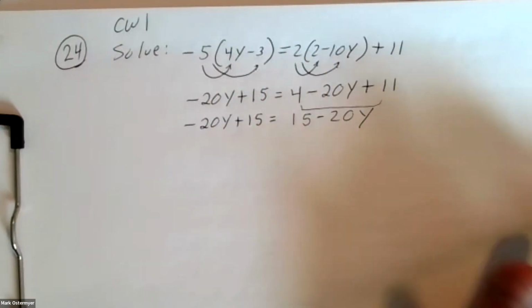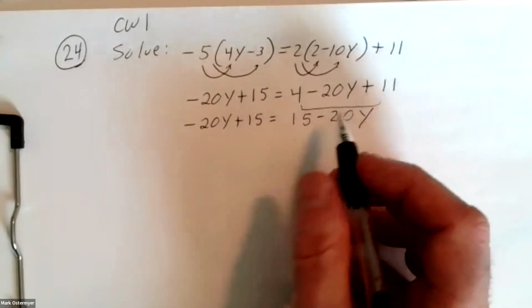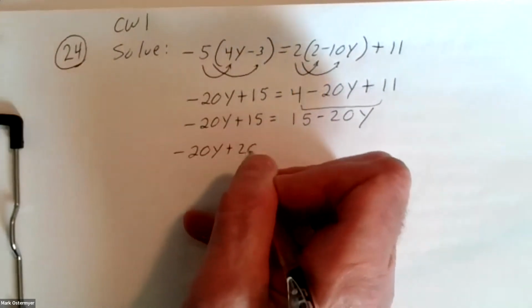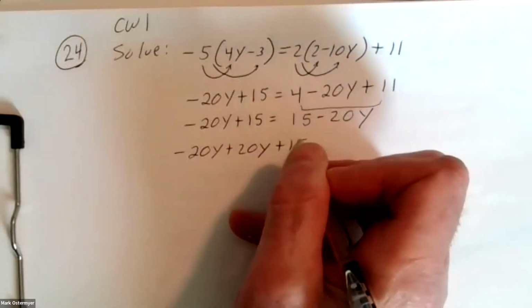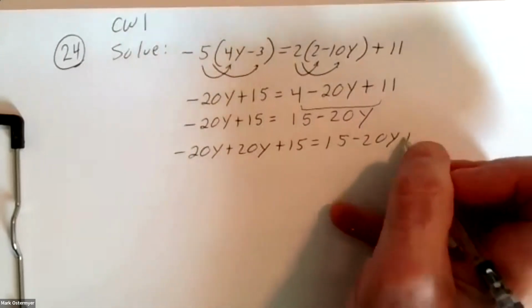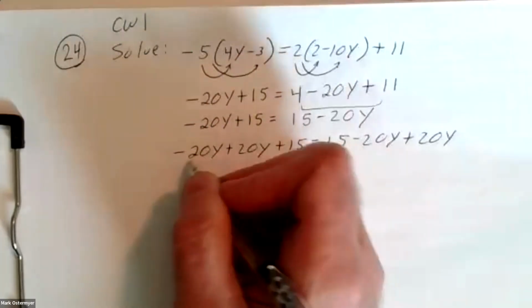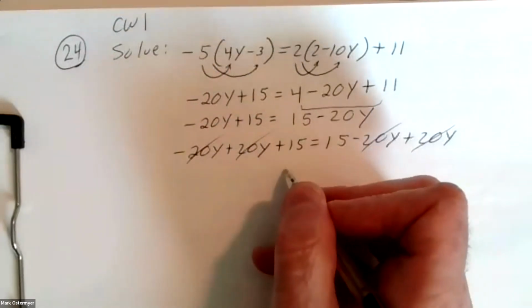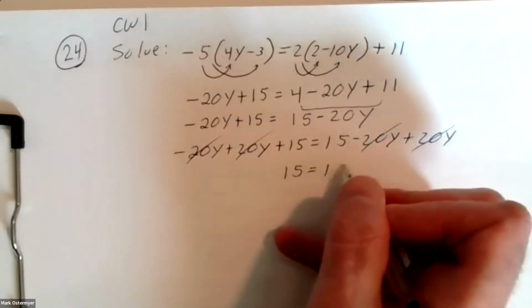All right, so what do we discover here? If I move this -20y over to the left side by adding it to both sides of my equation, we see an interesting thing occur. The 20y's drop out on the left side of the equation, and they also drop out on the right side of the equation, leaving us with 15 equals 15.